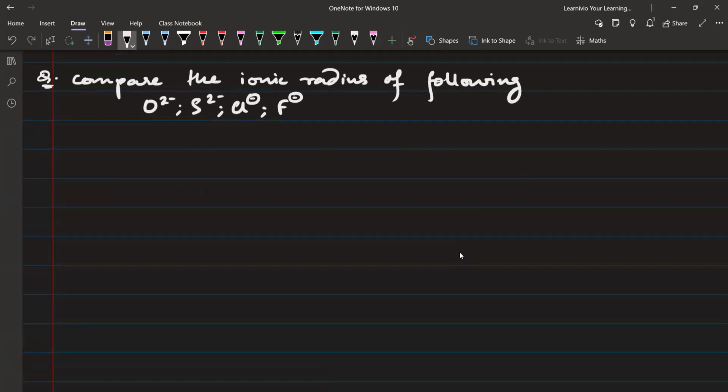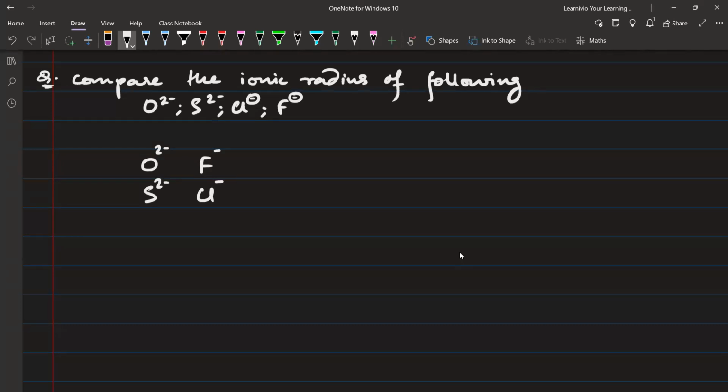Okay. As soon as you get this, what you need to do is arrange these elements according to the periodic table. So we know that we have oxygen, after that we have fluorine, below oxygen we have sulfur, and below fluorine we have chlorine. So this is 2 negative, this is 2 negative, this is negative, and this is negative.